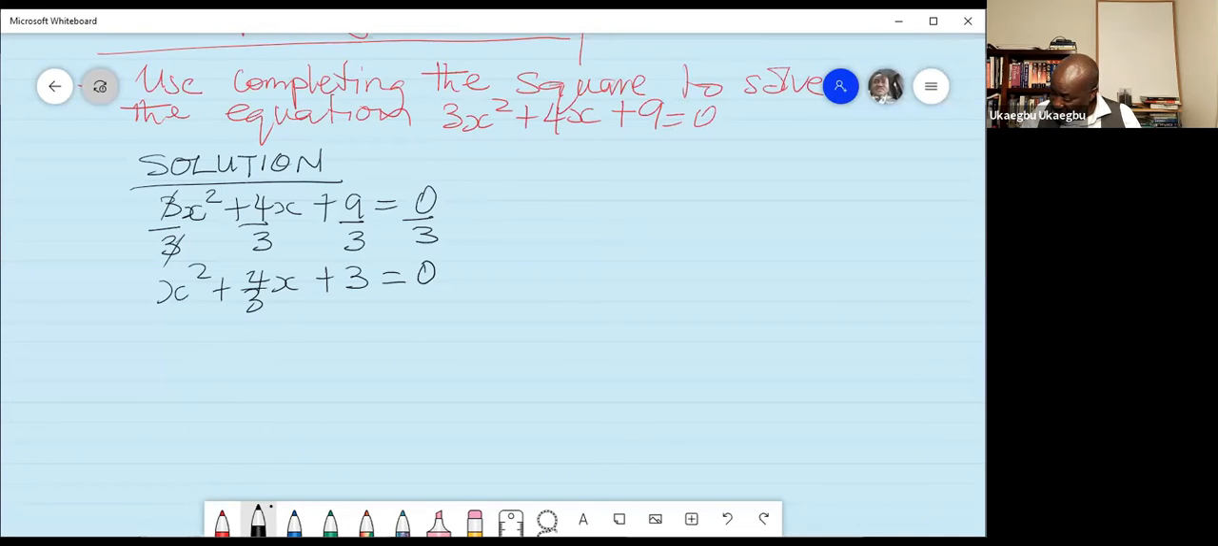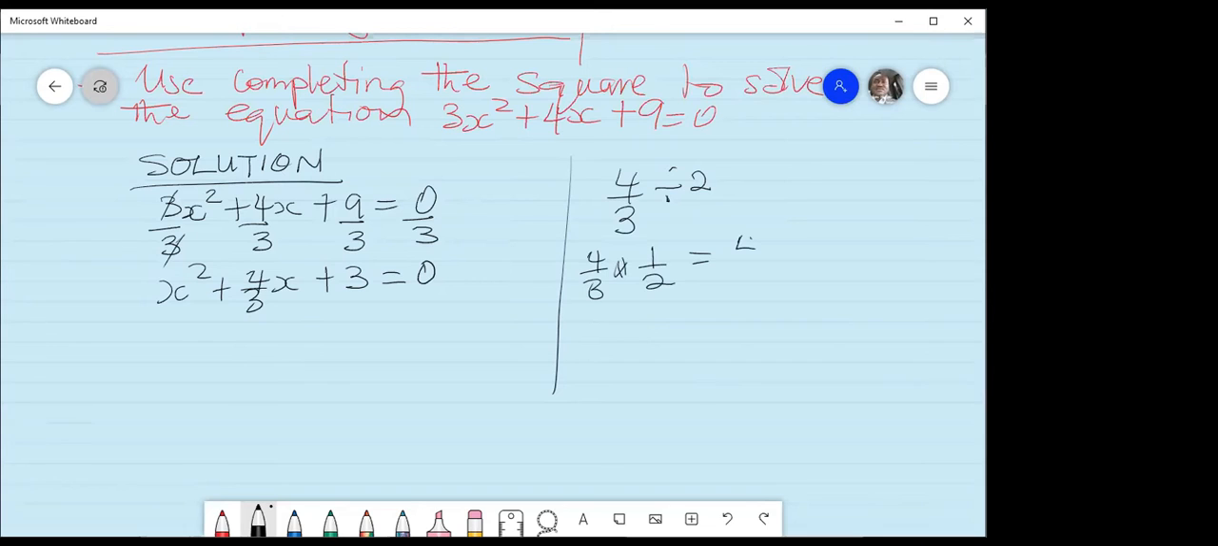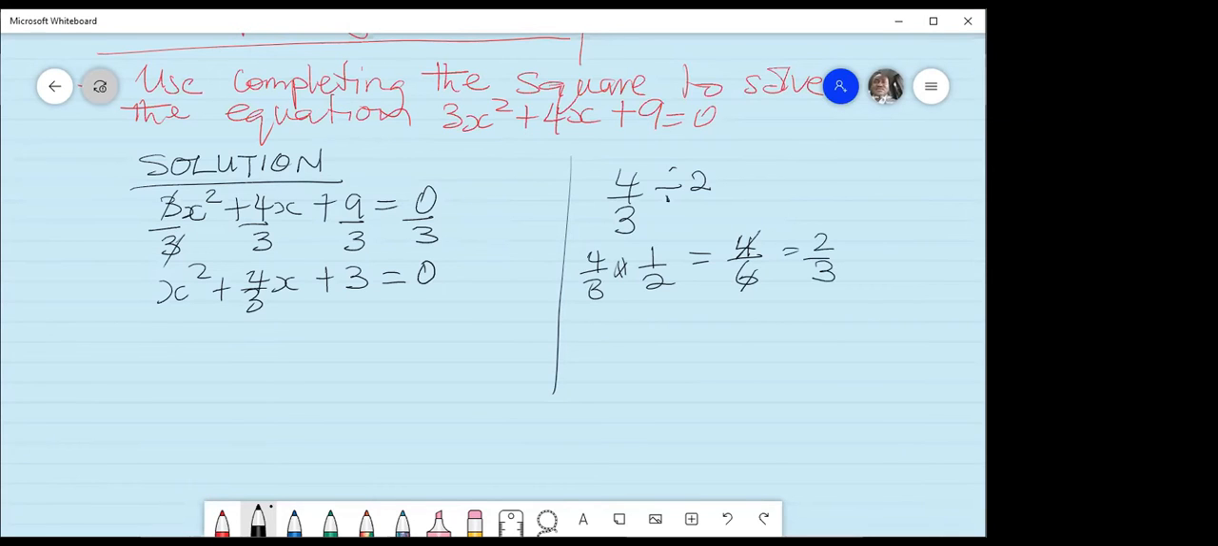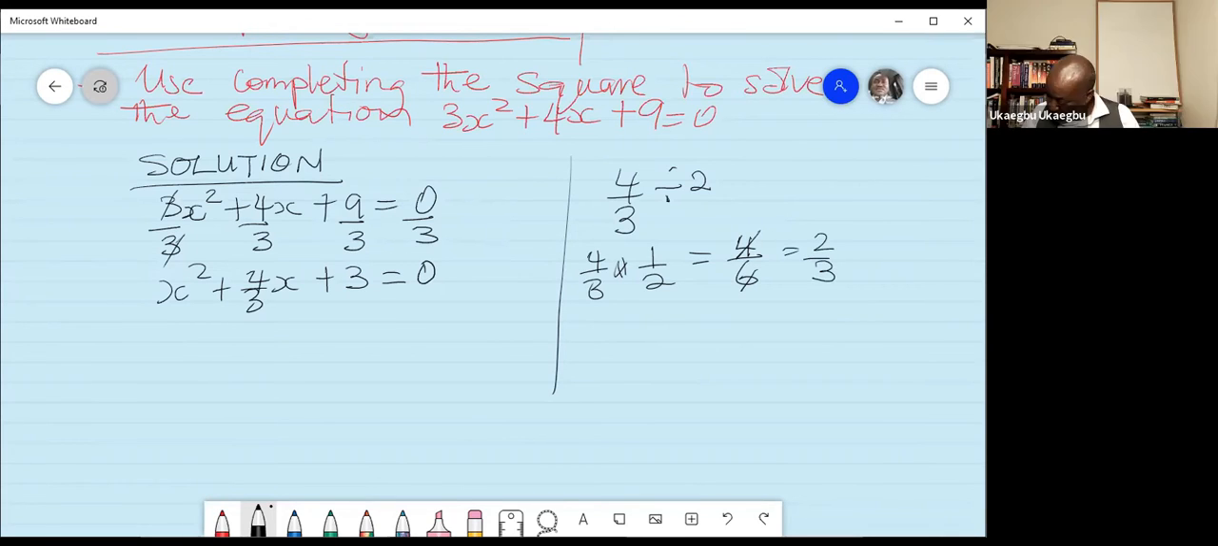Okay, let's do it by the side. 4 over 3 divided by 2 gives us 4 over 3 multiplied by 1 over 2, which is 4 over 6. If you simplify, that is 2 over 3. Then you have to square it, so we do 2 over 3 whole squared, which gives 2 times 2 is 4, and 3 times 3 is 9.